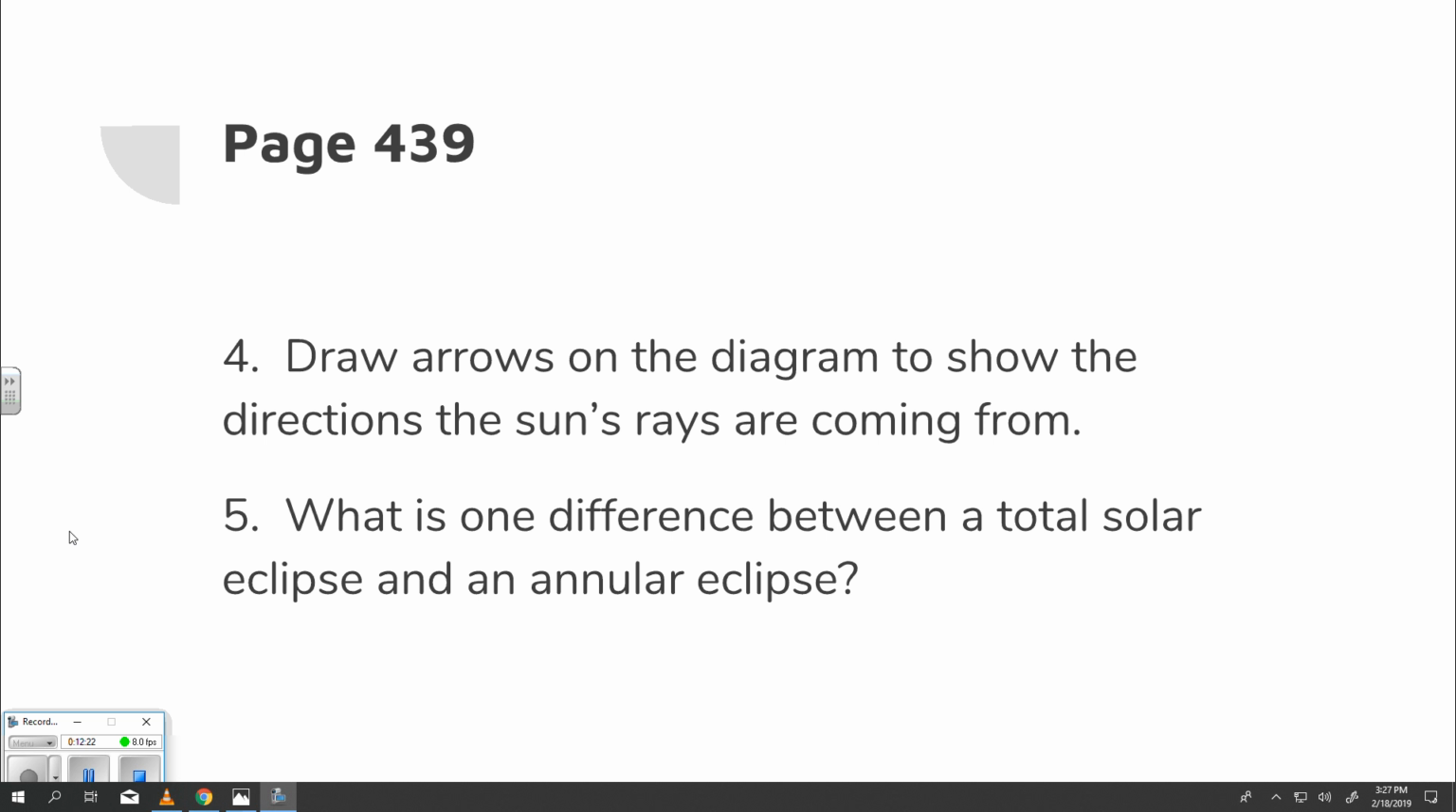During an annular eclipse, there is a ring of sunlight around the moon. There is no ring with a total eclipse.